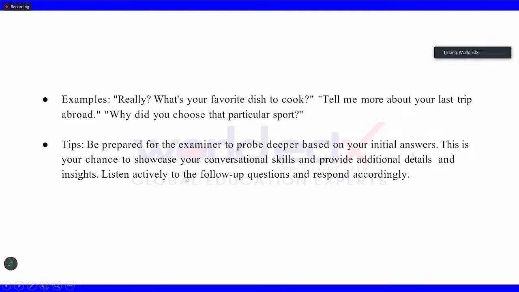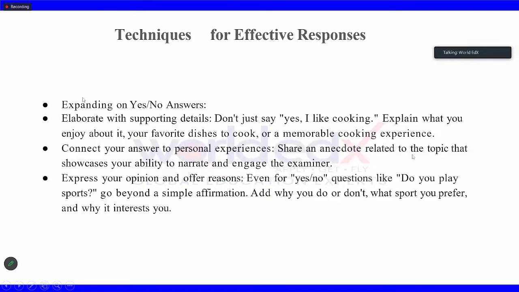You can go into deep thinking of a particular topic, and then you can discuss your things with the examiner. If he's again asking you cross questions on the particular topic, that means it is a positive sign. So you need to expand on your yes or no answers, elaborate with supporting details. Don't just say yes, I like cooking. Explain what you enjoy about it, your favorite dishes to cook, or a memorable cooking experience. So you can give your views as much as you want.